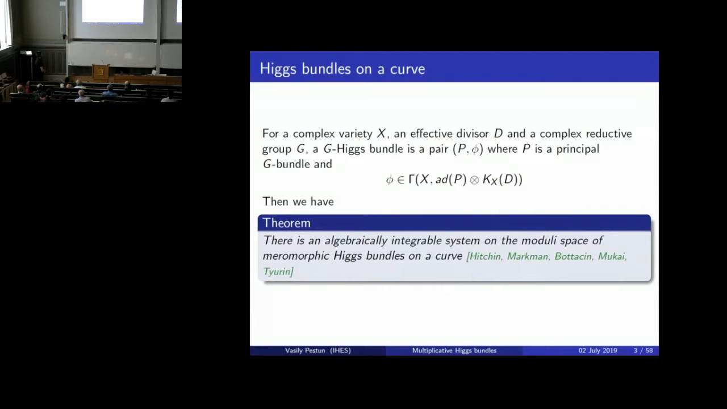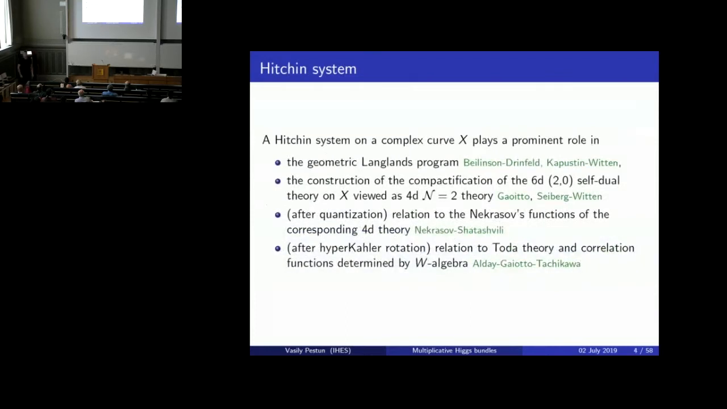So this Hitchin system plays a prominent role in modern studies of mathematical physics and string theory. Several points are its appearance in the geometric Langlands program by Beilinson-Drinfeld, and then the Kapustin-Witten relation to maximally supersymmetric Yang-Mills. Then there is the construction of the compactification of the six-dimensional (2,0) theory on M5 branes down to four dimensions, to N equals 2.